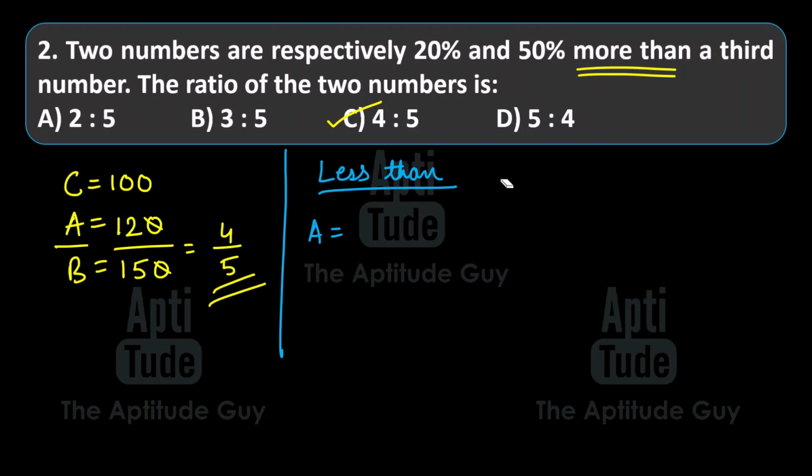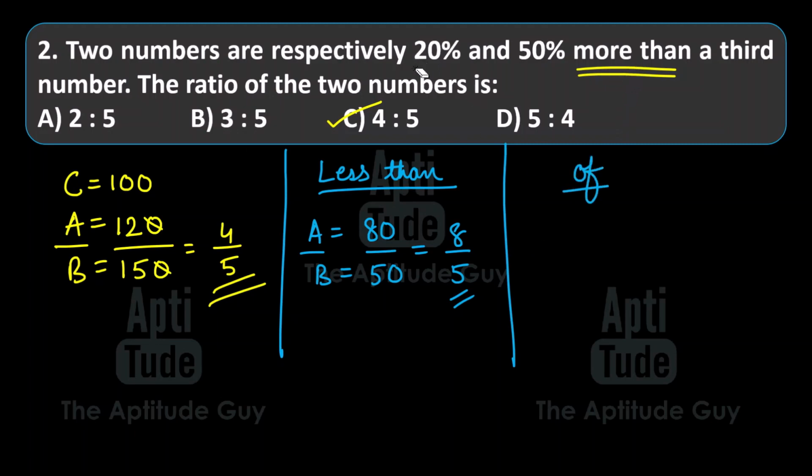Then A would be 20% less than 100, that is 80, and B would be 50% less than 100, that is 50. So what is the ratio over here? 8:5. Okay, and instead of more than and less than, if at all they had given off, that is 20% and 50% off a third number, then A would be 20% off 100, that is 20, and B would be 50% off 100, that is 50. Okay, so what would be the answer over here? A is to B would be 2:5.